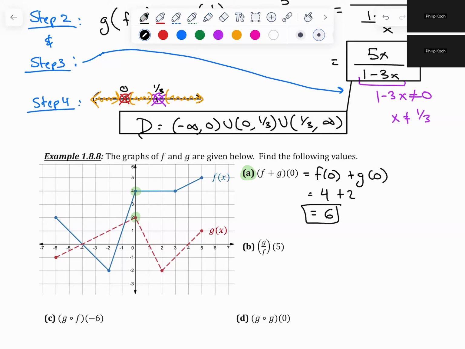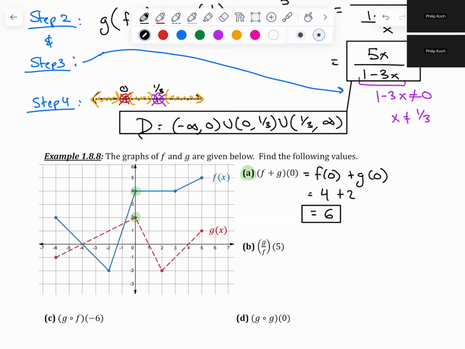So it equals 6. F of 0 plus g of 0, you just need to find the corresponding y values. That's what f of 0 is. It's the function value, the y value that gets associated on the graph to x equals 0.